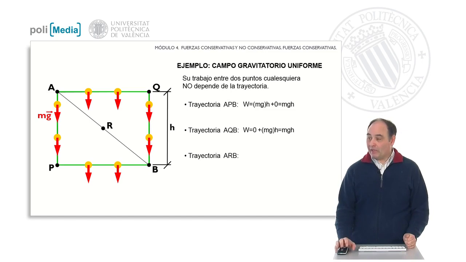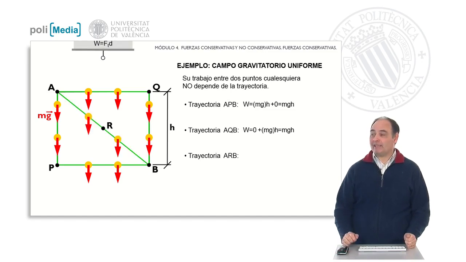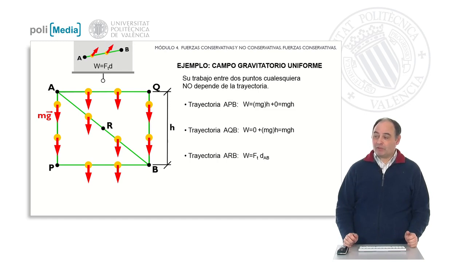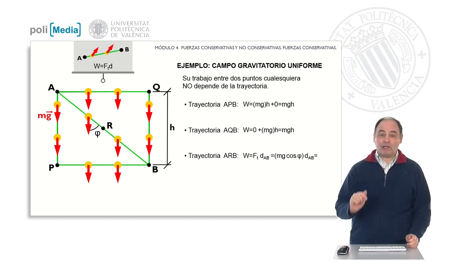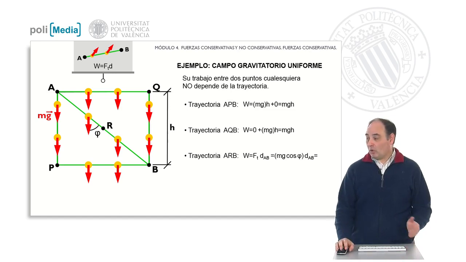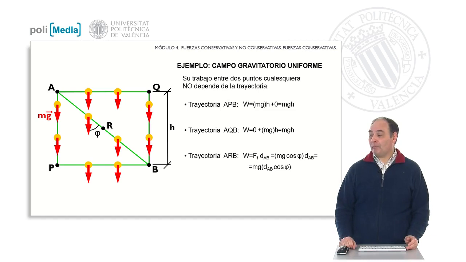As a third example, the trajectory ARB corresponds to this particular case now shown. It is a force of constant modulus that forms an angle that is oblique with respect to a rectilinear trajectory. In that case, if we recall, the work was the tangent force times d, the tangent force. We can calculate it as a function of the angle that the weight forms with the trajectory. That angle we have called phi, and it is by trigonometry mg, modulus of the force, by cosine of that angle. Well, rearranging terms by the associative property, I am left with mg for the distance AB cosine of phi.